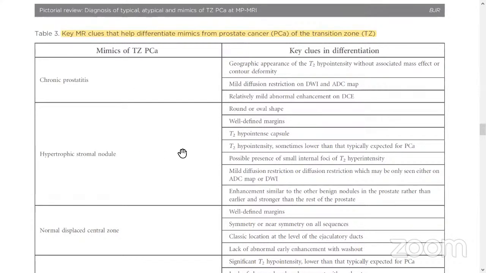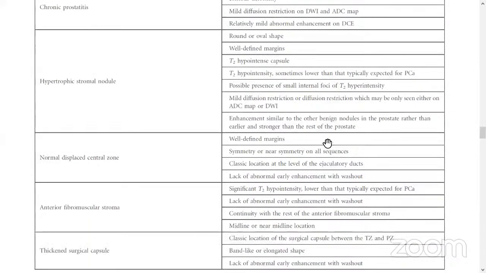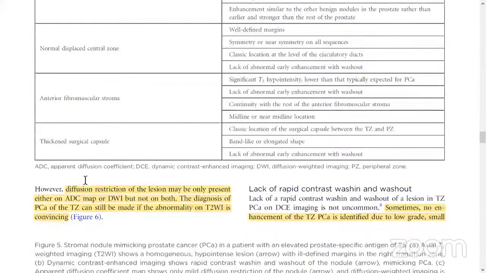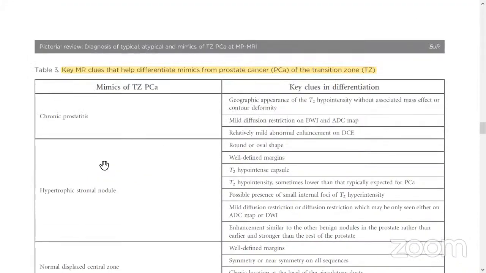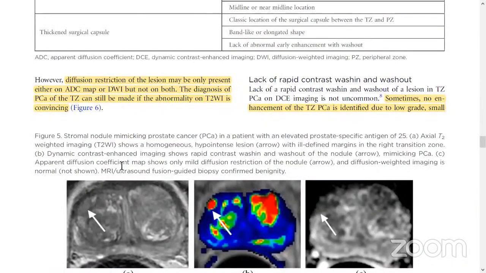Hypertrophic stromal nodules, they are again well defined. They have capsule. They can have small internal foci of T2 hyperintensity, and diffusion restriction will not be significantly present. Displaced central zone. Anterior fibromuscular stroma is itself hypointense. So if it gets displaced into the transition zone, it can mimic presence of a tumor, and thickened surgical capsule. So all these things are the variant or normal findings which can mimic transition zone prostatic cancers.